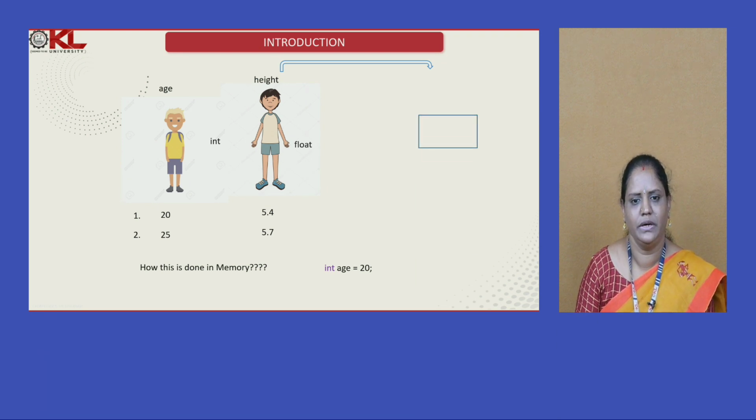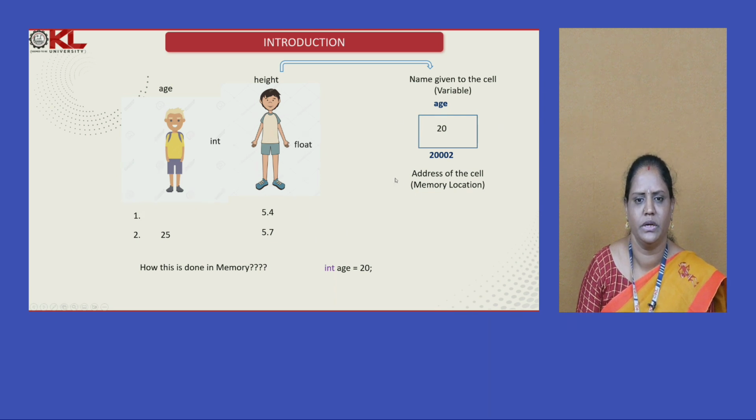Now when I declared a variable like this, the computer takes some bytes of memory, and the address given to this memory is 20,002. This address is given by your computer to that particular location, the name of this location is age, and the value stored in age is 20. So when we declare a variable, this happens in the memory.